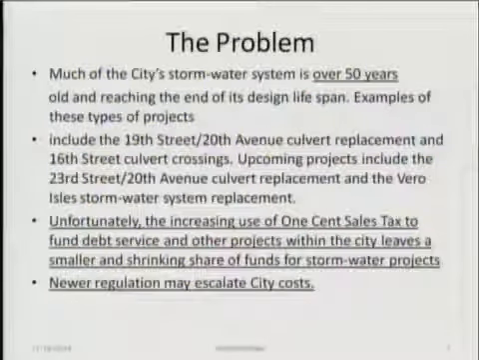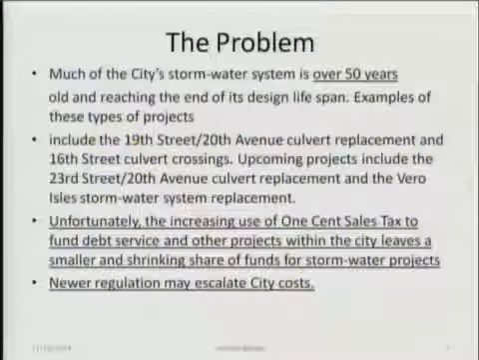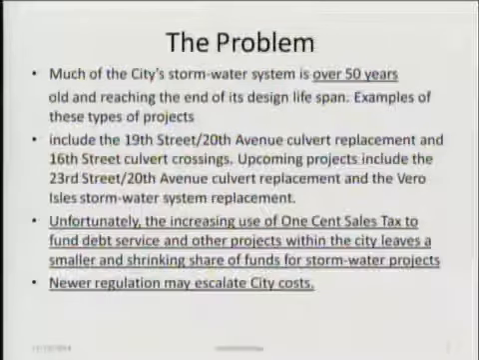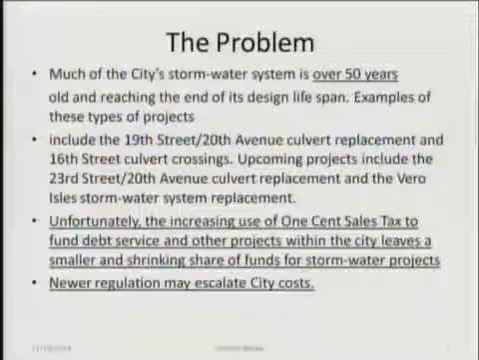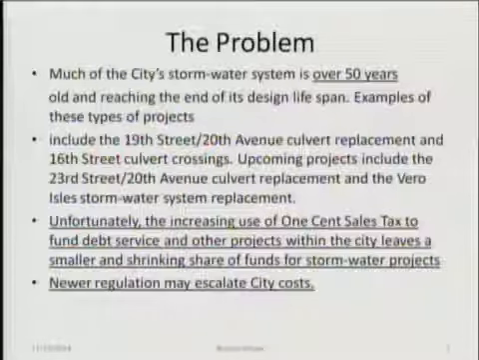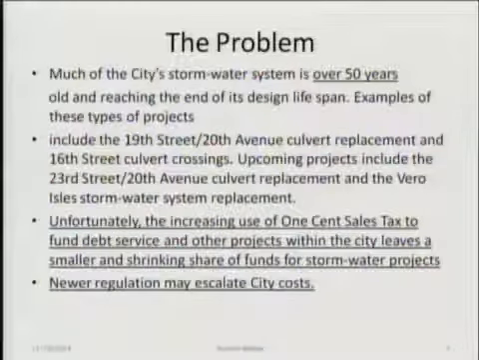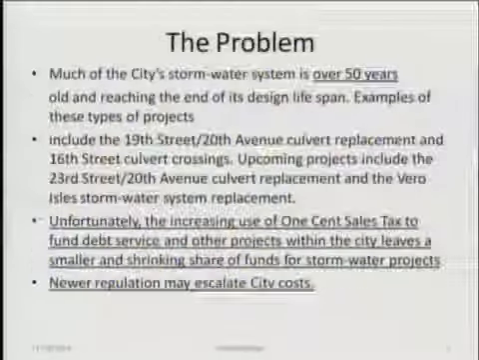Unfortunately, the increasing use of the 1-cent sales tax to fund debt service and other projects within the city leaves a smaller and shrinking share of funds for stormwater projects. And newer regulations may escalate city costs. And I think you'll remember when we did the budget this year, I was looking for a lot more money. We thought we had $200,000, and $200,000 isn't a drop in the bucket. We'll get to that in a minute. But we only had 100 by the time we fixed the 19th, 20th Street.